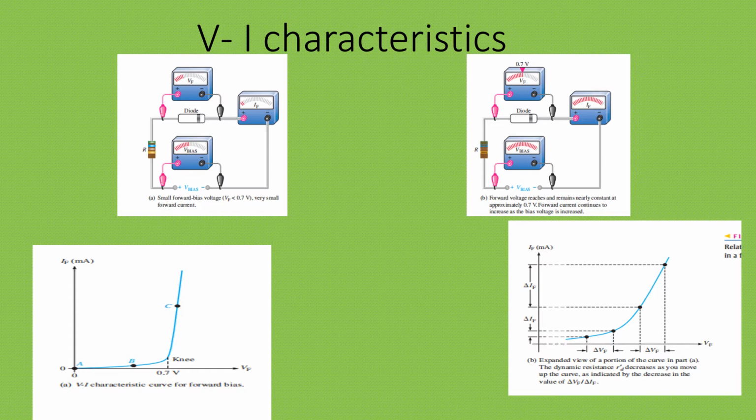Since there is a steep rise in the current with a small change in voltage, this leads to the formation of a resistance. The slope of this particular curve is nothing but a resistance. Indirectly, you can say that forward bias voltage is proportional to forward bias current. That slope is given by the dynamic resistance, which is proportional to delta Vf upon delta If.